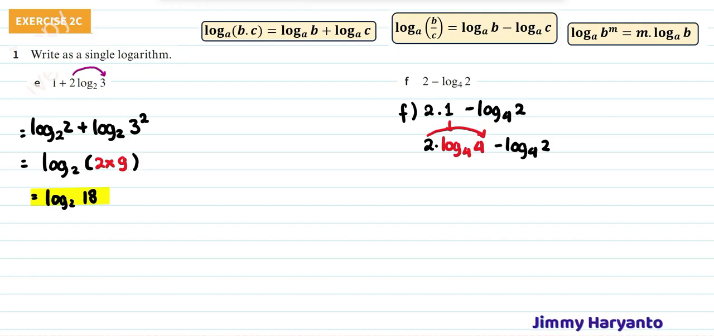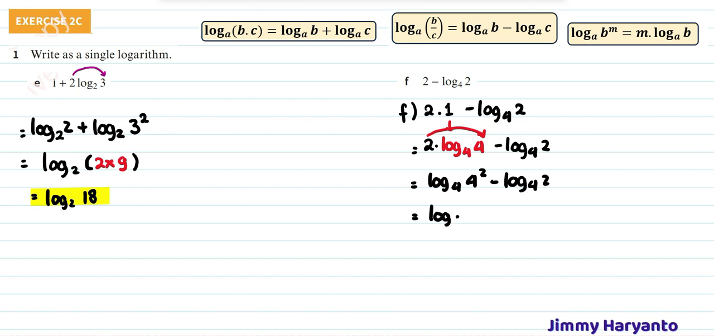No, yeah, that's correct. Write as a single logarithm, right? Not evaluate, but you have to write this in logarithm expression. Yeah, we are already correct. So log 4 and then 4 square minus log 4 and then 2. And then what next is to calculate the 4 square equals to 16 minus log 4 2.